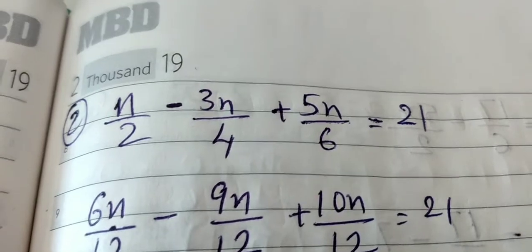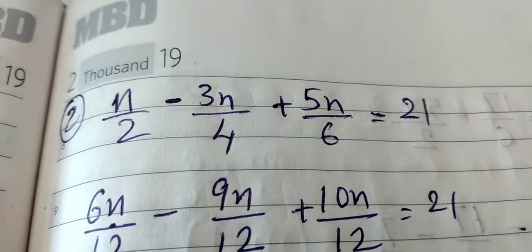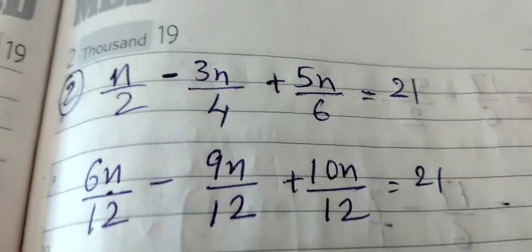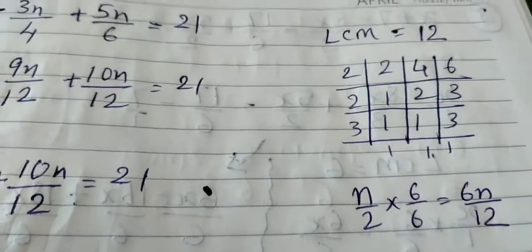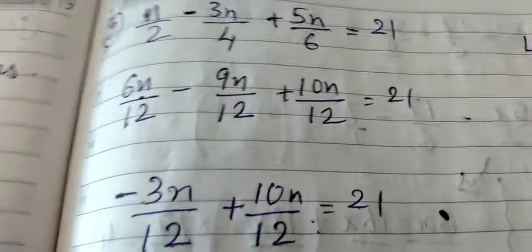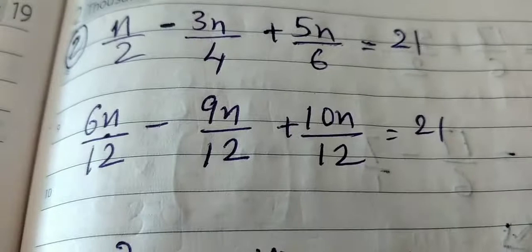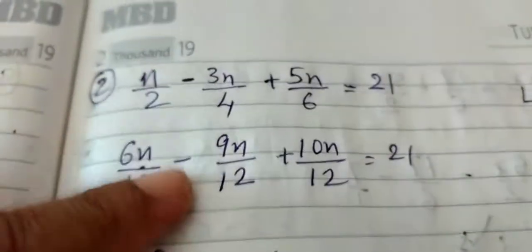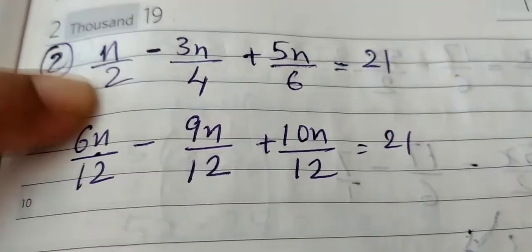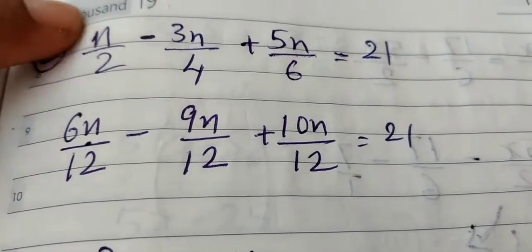Okay, now we move on to the second sum, and you can see that it's n by 2 minus 3n by 4 plus 5n by 6 is equal to 21. The LCM is 12. In the PDF everything is clearly written. To make the denominators the same as the LCM, I have multiplied the first term with 6, because 6 2s are 12. So 6n upon 12.